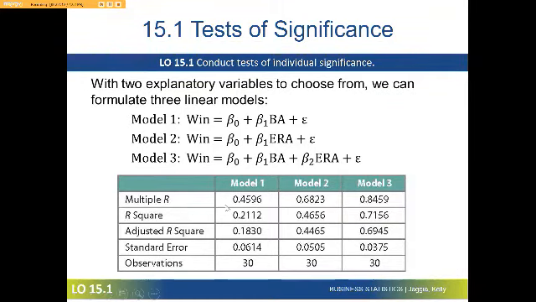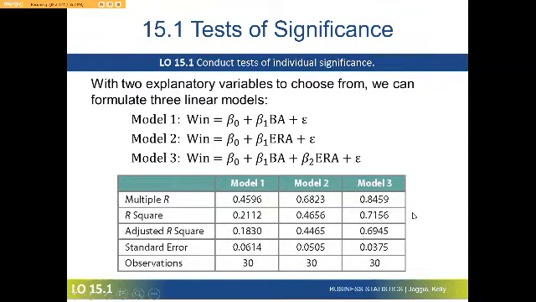From this, if we look at adjusted R squared, which is the only one that allows for multiple variables here, we see that 69.45% of all the variation that's happening in the model can be explained by batting average and ERA. Here it's about 45%, and here it's about 20%. So clearly Model 3 is explaining more.